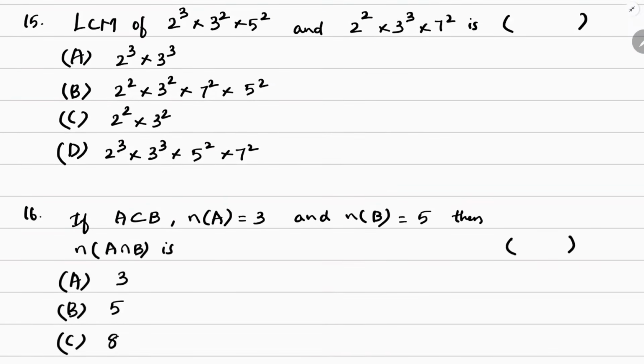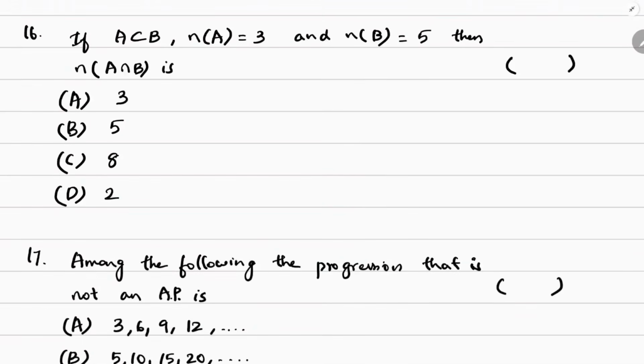Next, LCM. LCM of 2 cube, 3 square into 5 square, 2 square into 3 cube into 7 square. So here LCM, definition is product of all the prime factors with the highest power. So here you have 2 cube, here you have 2 square. So we'll take 2 cube. In the same way 3 square, 3 cube, so 3 cube, and 5 square into 7 square. Clearly the option is D.